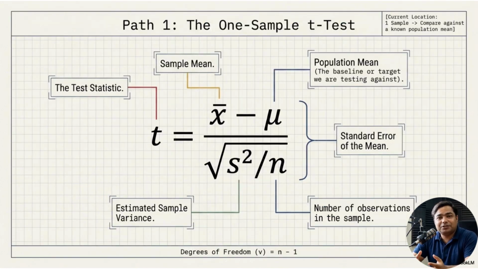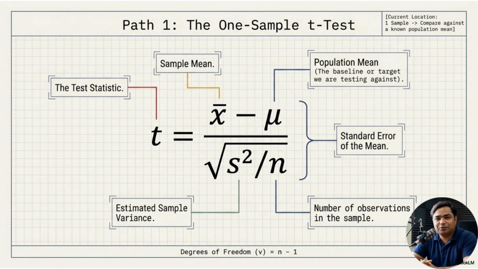Now we move to the first path. The one sample t-test is used when we want to compare the mean of one sample with a known or hypothesized population mean. The formula is t equals sample mean minus population mean divided by the standard error. Here the sample mean is represented by x bar, the population mean is represented by mu, the sample variance is represented by s square, the sample size is n. The denominator is the standard error of the mean.